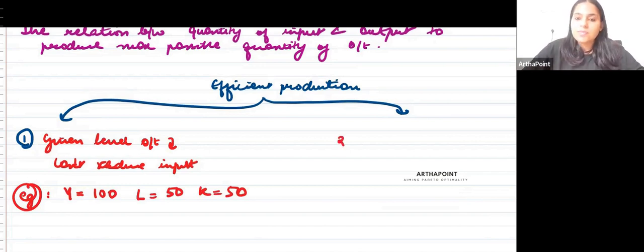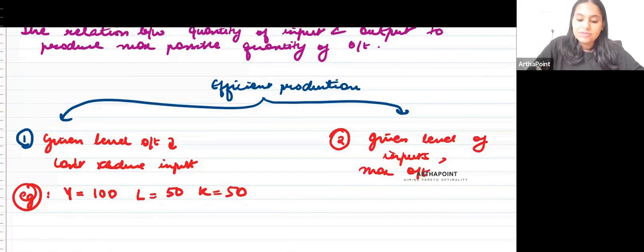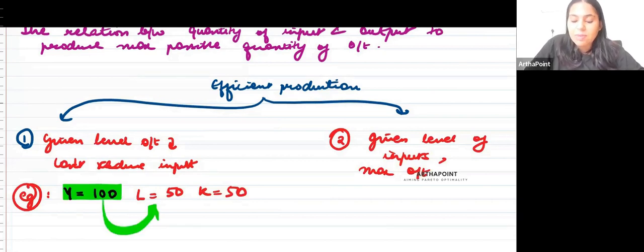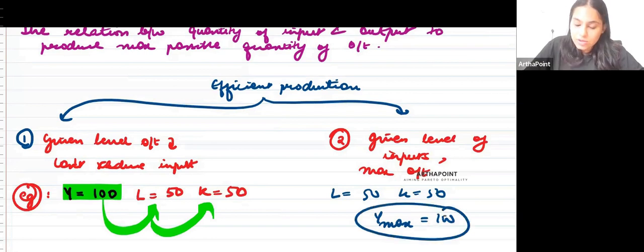And the second is that if you give me some level of inputs, then I am producing the maximum output. So they're synonymous. It's just different ways of saying it. The first is saying that for this output, I am producing it with minimum amount of input. Less labor and capital than this cannot be used. The second is saying that if you tell me that labor and capital is 50, what is the maximum output I can produce? I am putting that. So minimum input or maximum output.